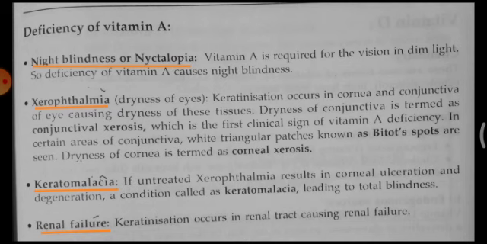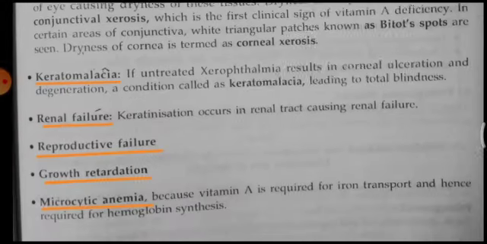Next one is keratomalacia. If xerophthalmia is untreated, it results in corneal ulceration and degeneration, a condition called keratomalacia, leading to total blindness. So this is the continued symptom of vitamin A deficiency in the moderate to severe condition. And then the next is renal failure. In severe vitamin A deficiency, keratinization occurs in the renal tract causing renal failure. So this is the severe condition where it is going to affect the kidneys.